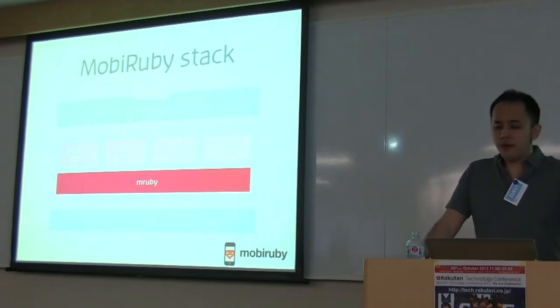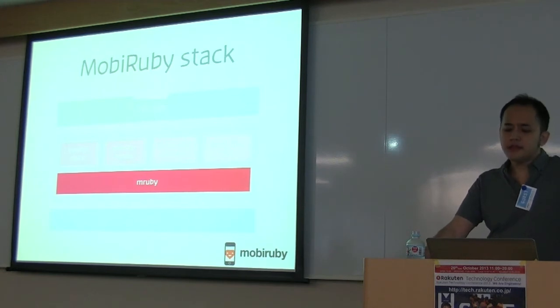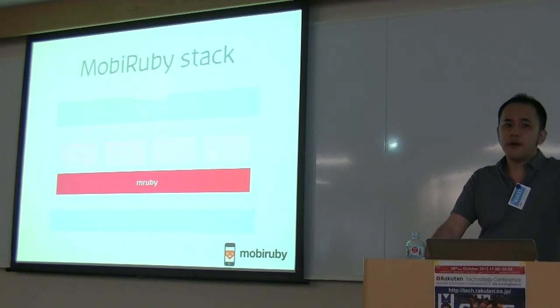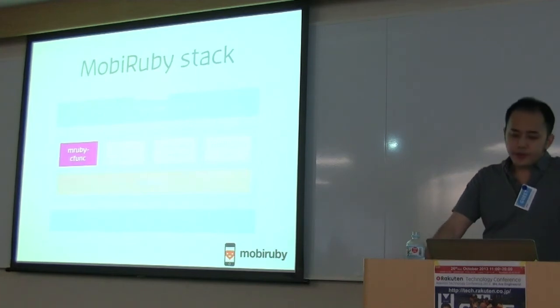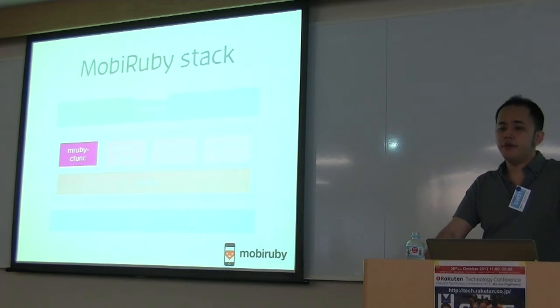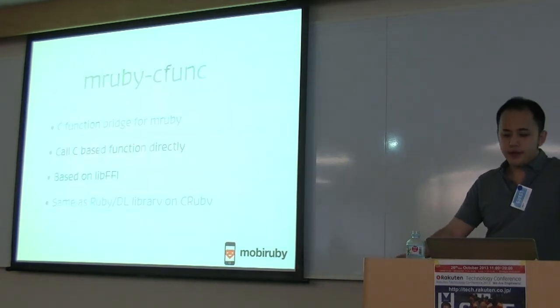mRuby is the main component of Mobiruby. It needed some configuration changes, and I made some patches. The second component is mRuby cfunc. It's an interface between C-level functions and mRuby. It's original to Mobiruby.